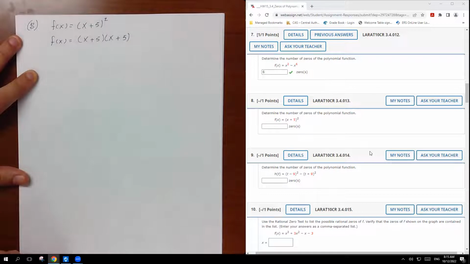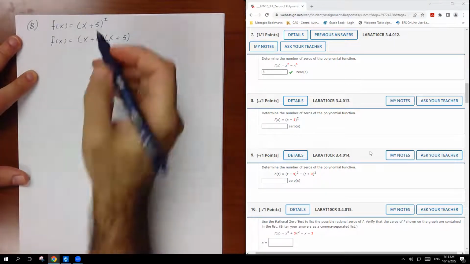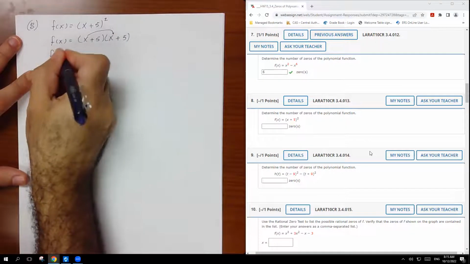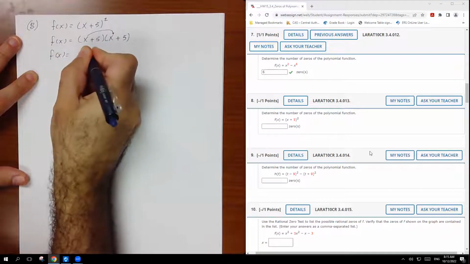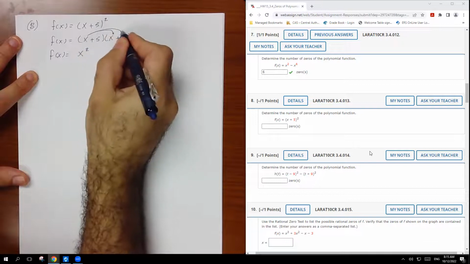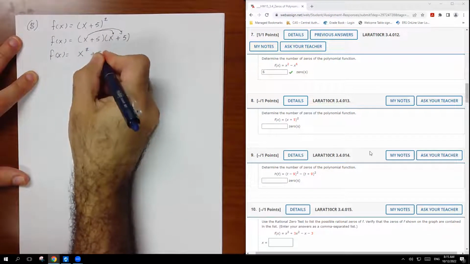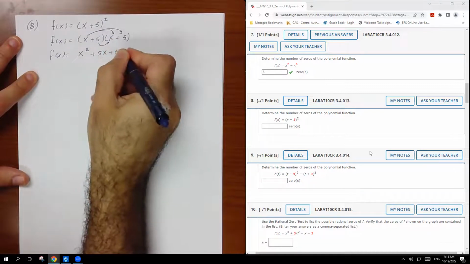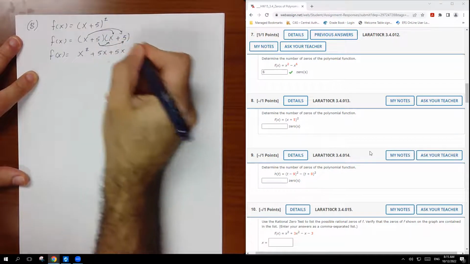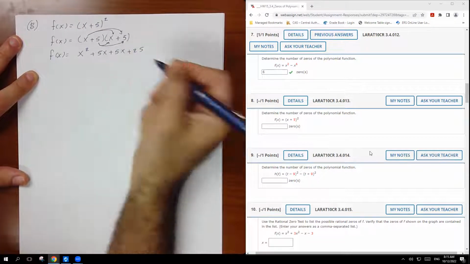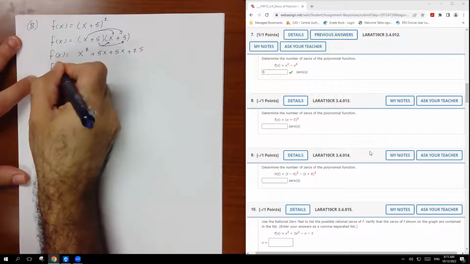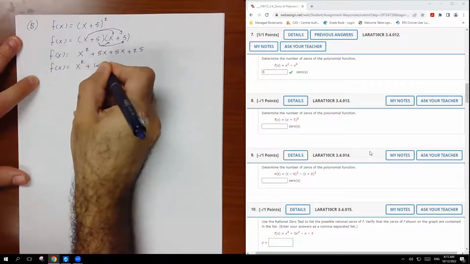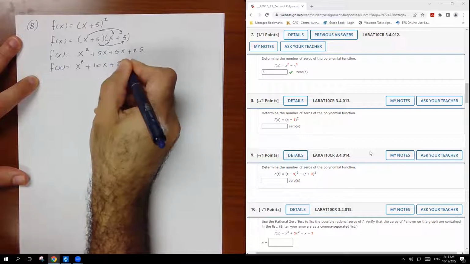So now we have to simplify this one. That means FOIL it. x times x, that means f(x) is going to be x squared. x times 5 is going to be 5x. Now 5 times x is going to be 5x. And 5 times 5 is going to be 25. That means f(x) equals x squared plus 10x plus 25.